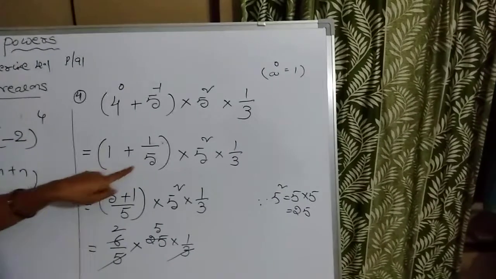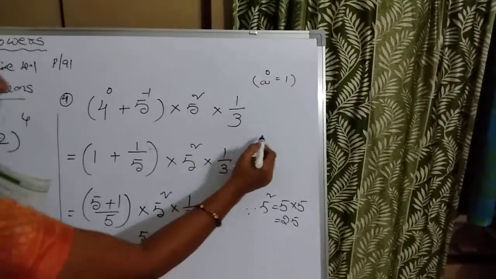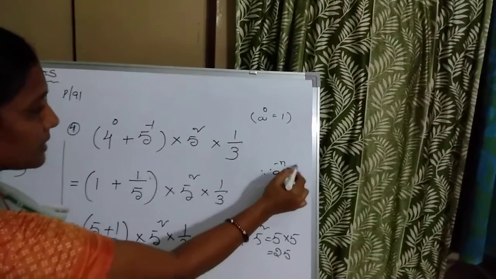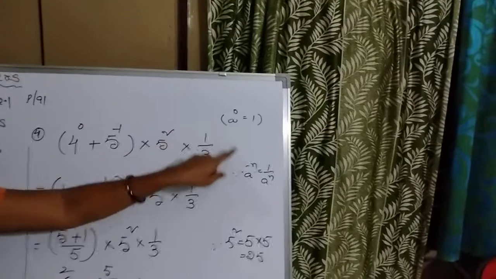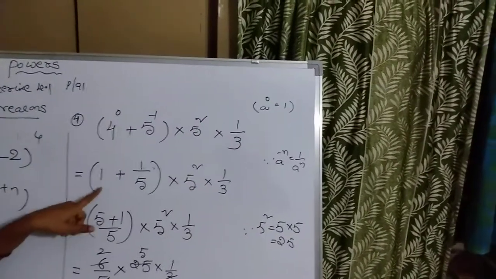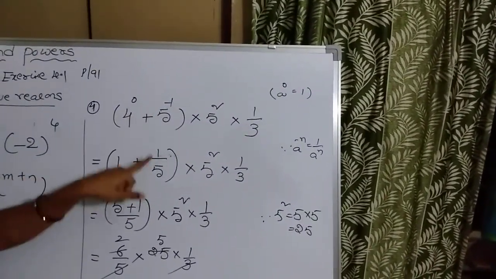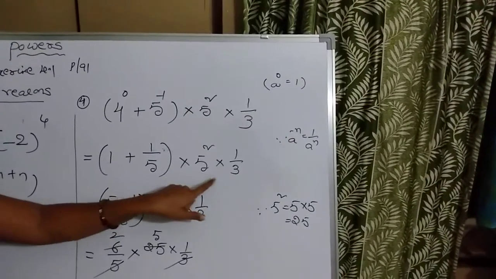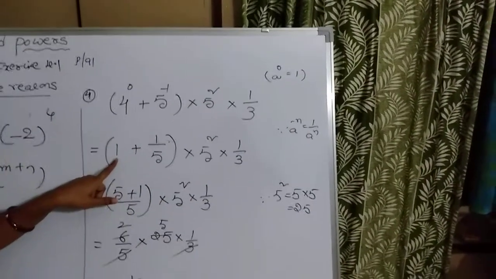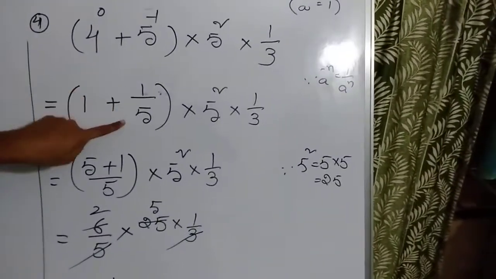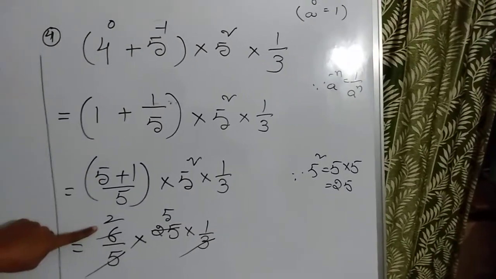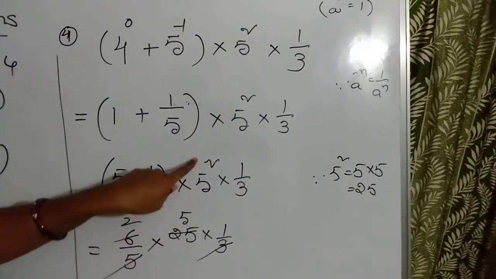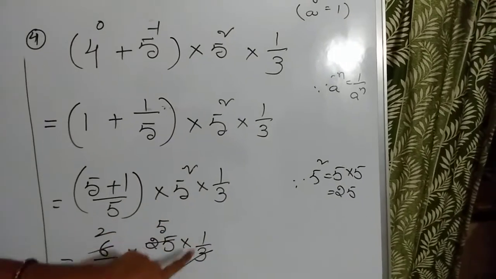Then 5 to the power minus 1 can be written as 1 by 5. By using the law of exponent, a to the power minus n is equal to 1 by a to the power n. So by using these two laws of exponent, 4 to the power 0 equals 1, plus 5 to the power minus 1 equals 1 by 5, and the remaining are the same. So simplify that by using the addition of fractions. 1 plus 1 by 5, by using the LCM property, we get 6 by 5 into 5 square, which means 25, into 1 by 3.